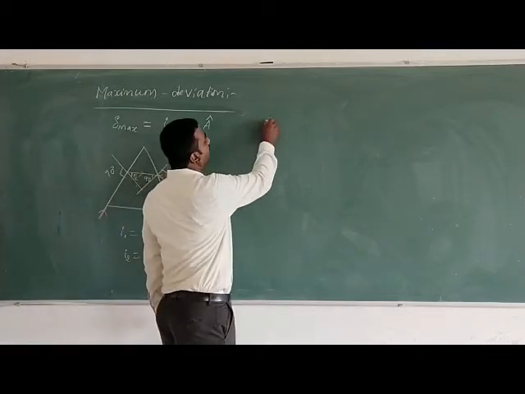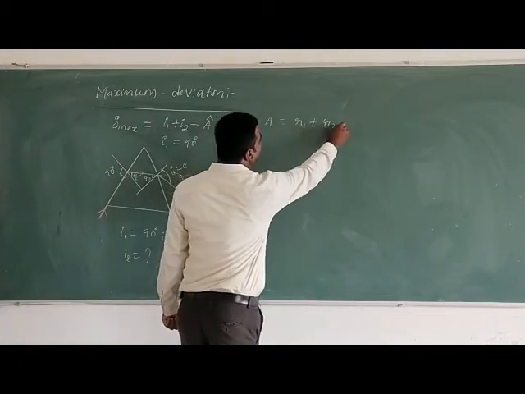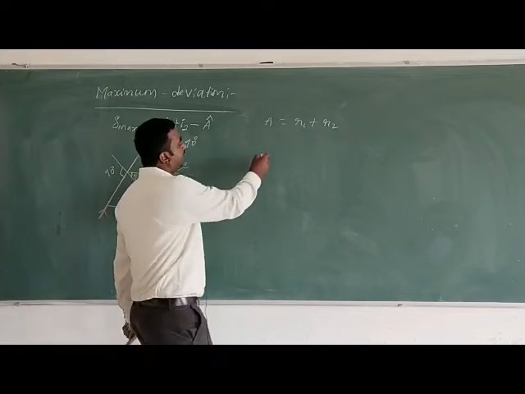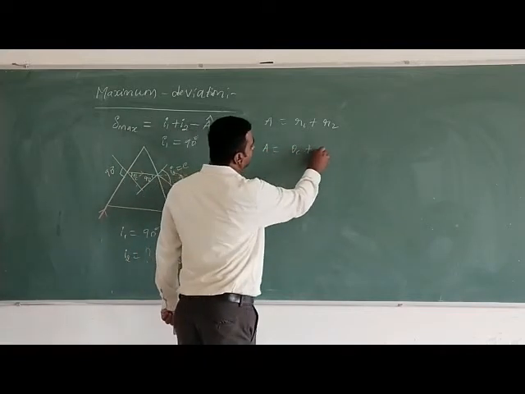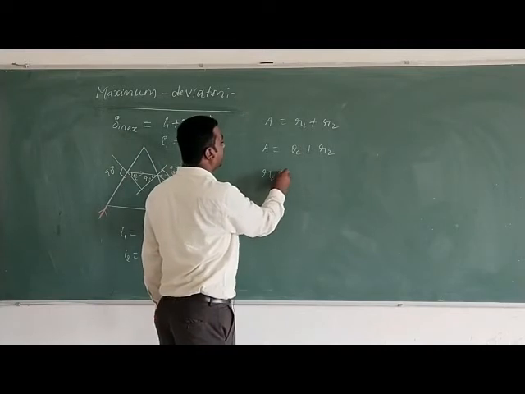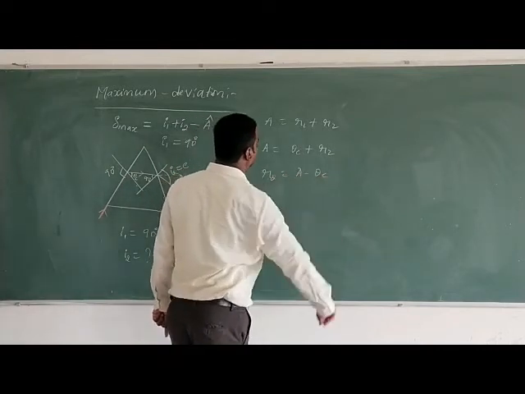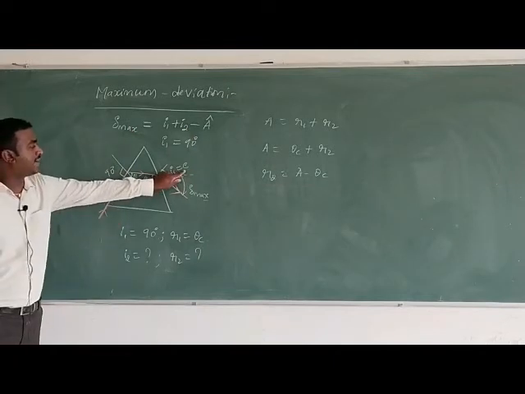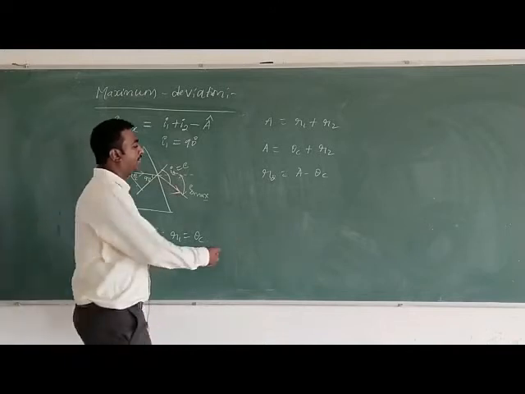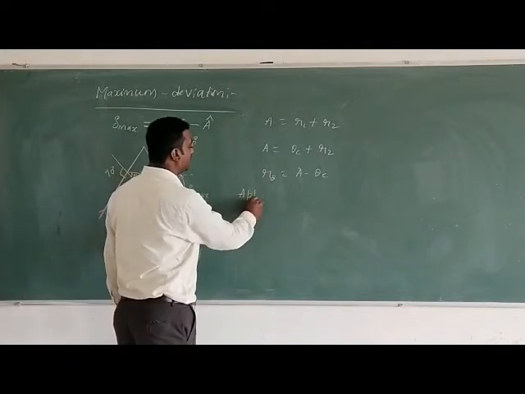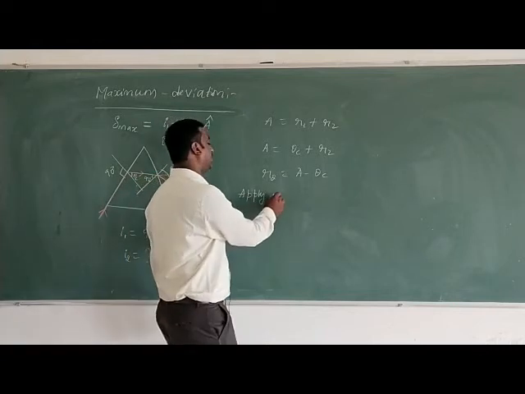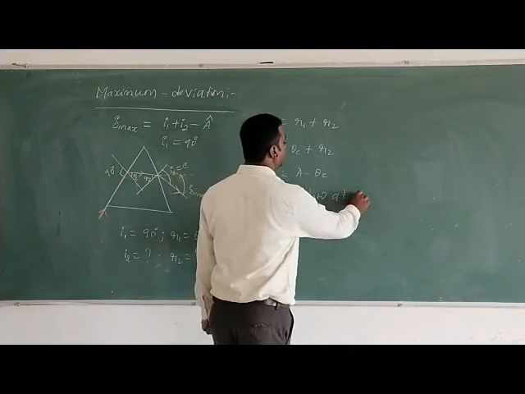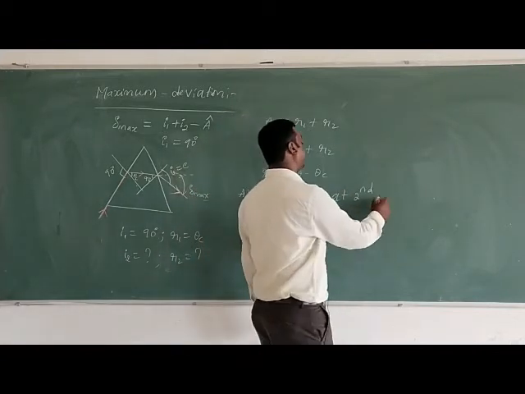The angle of the prism A is equal to R1 plus R2. So R1 value is theta c. So the angle of the prism is theta c plus R2. Now this R2 can be written as A minus theta c. Next, to calculate the angle of the emergent light ray, that is I2, apply Snell's law at the second refracting surface.